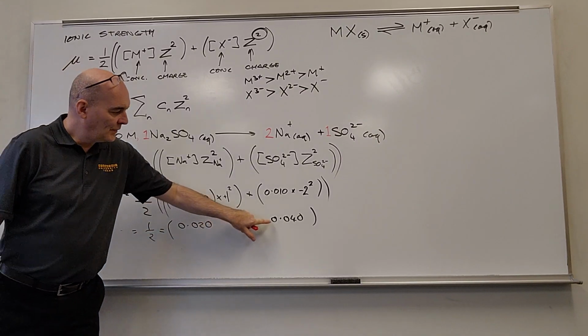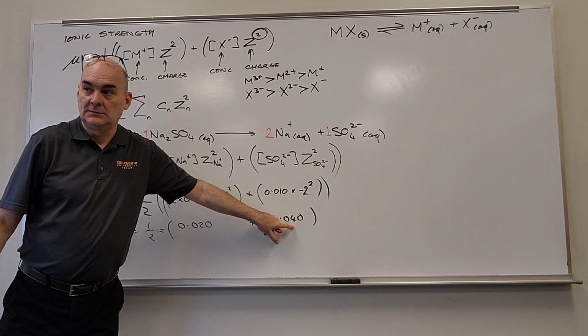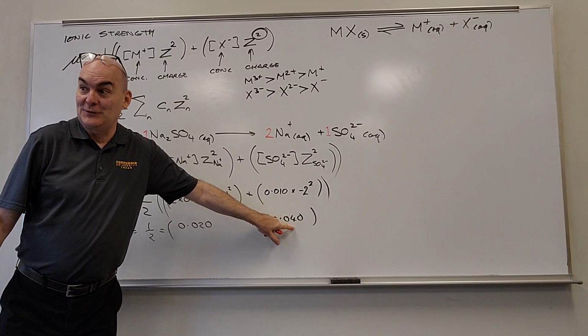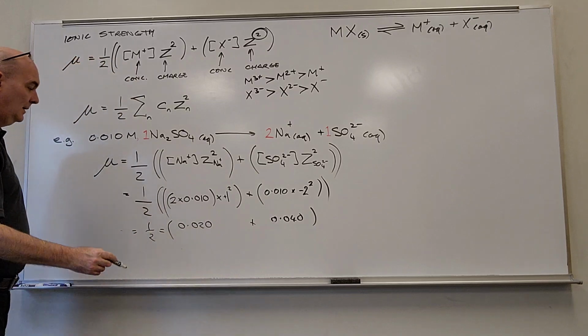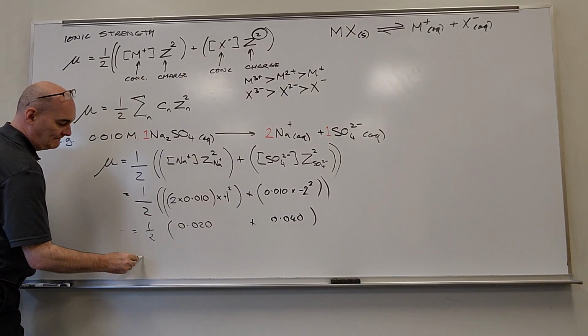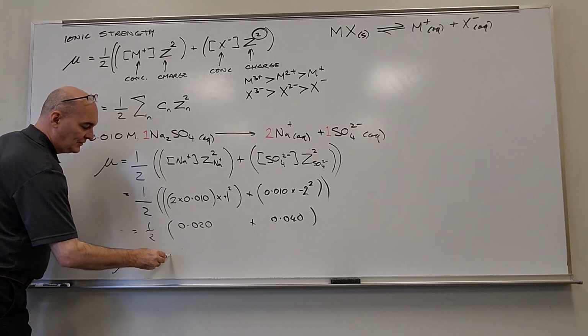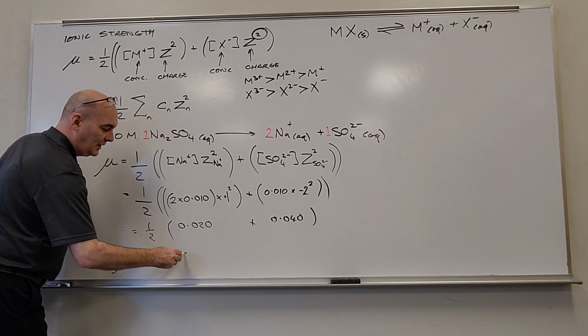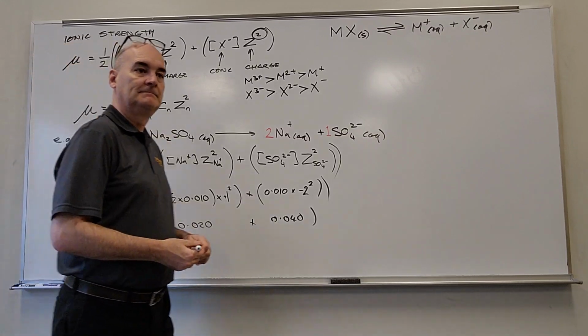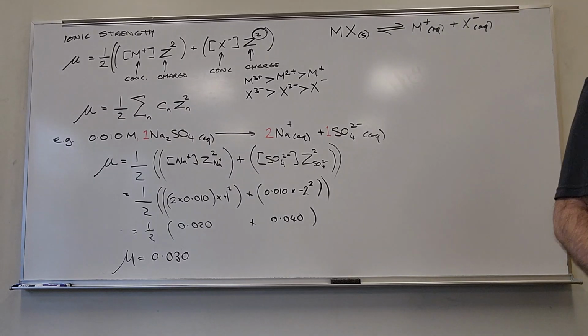0.02 and 0.04 is 0.06. And then you take half of that, and this becomes 0.03. Okay. All right.